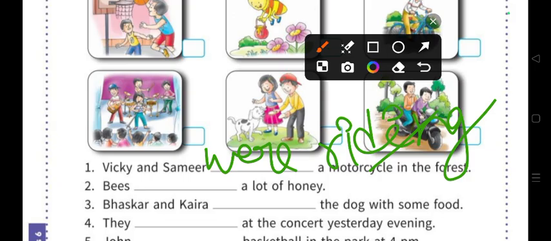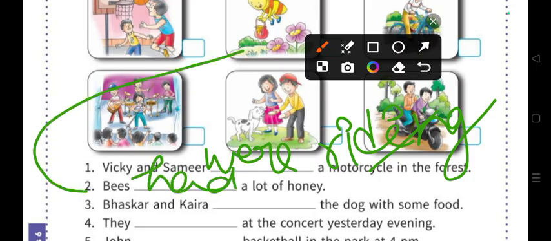Now bees, तो यहाँ पे हो जाएगा bees had a lot of honey. Next भास्कर एंड कायरा. अब यहाँ पे डॉग दिख रहा है, यहाँ पे हो जाएगा भास्कर एंड कायरा fed the dog with some food. ठीक है, even you can write were feeding the dog with some food.